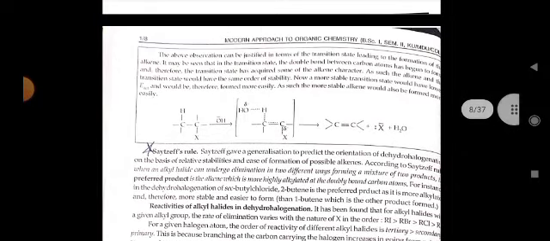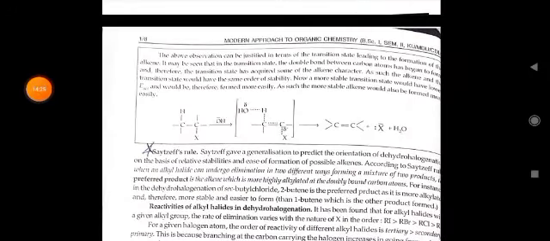The above observation can be justified in terms of the transition state leading to the formation of the alkene. It may be seen that in the transition state, the double bond between carbon atoms has begun to form, and therefore the transition state has acquired some of the alkene character. As such, the alkene in the transition state would have the same order of stability. Now, a more stable transition state would have lower E activation and would therefore be formed more easily. As such, the more stable alkene would also be formed more easily.